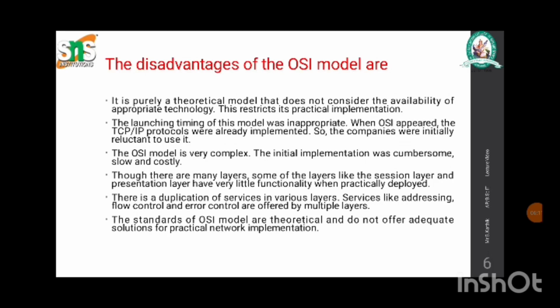There are many layers. Some of the layers, like the session layer and presentation layer, have very little functionality when practically deployed. And there is a duplication of services in various layers. Services like addressing, flow control, and error control are offered by multiple layers. The standards of the OSI model are theoretical and do not offer adequate solutions for practical network implementation.